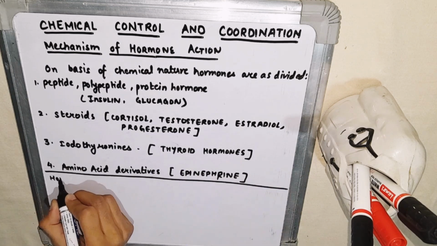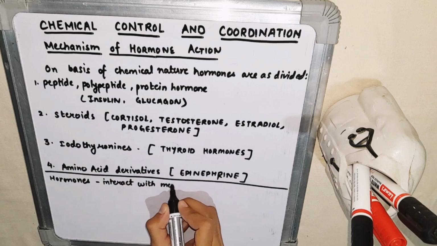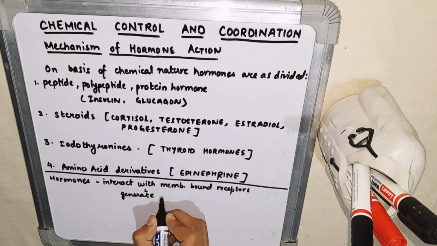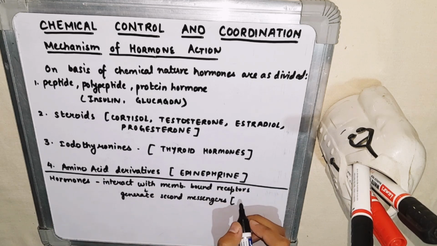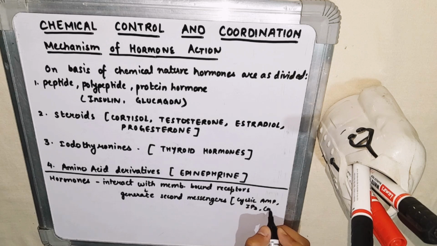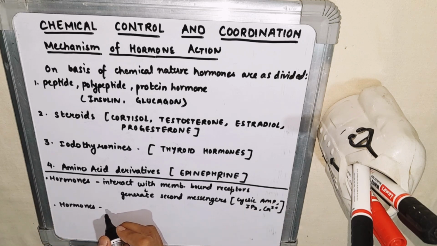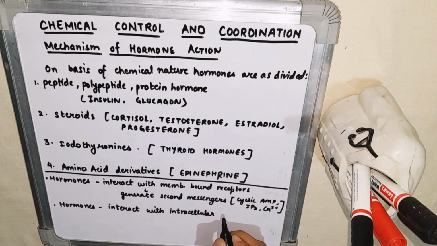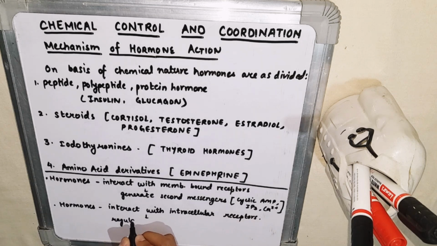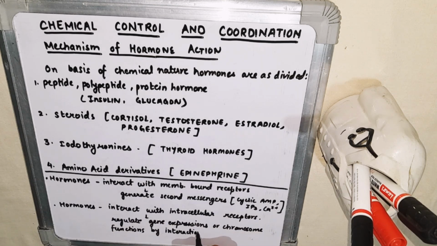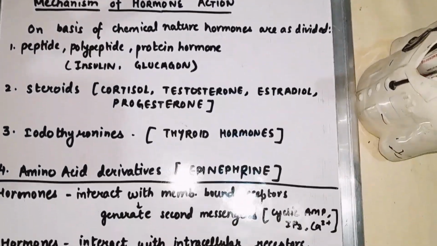Now the hormones which interact with the membrane-bound receptors generate secondary messengers like cyclic AMP, IP3 and calcium ions. Hormones which interact with the intracellular receptors regulate gene expression or chromosomal functions by interaction of the hormone-receptor complex with the genome. So that marks the end of this chapter.